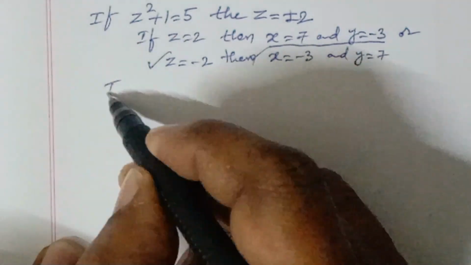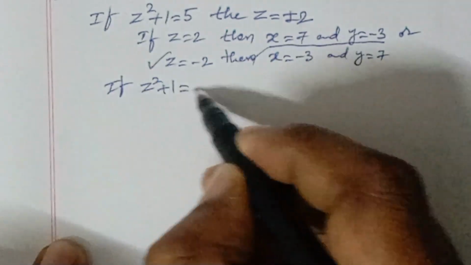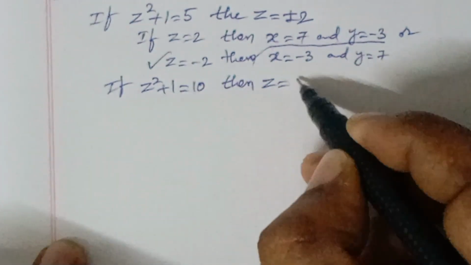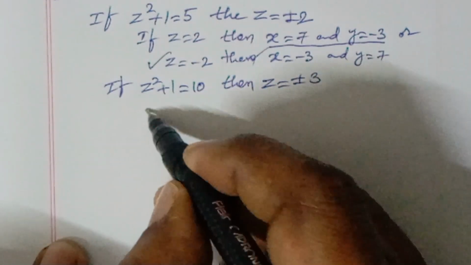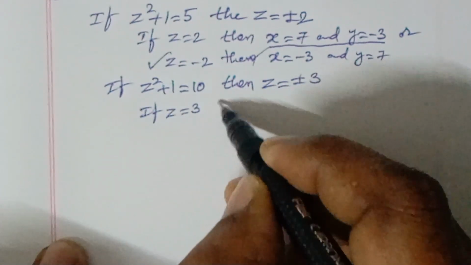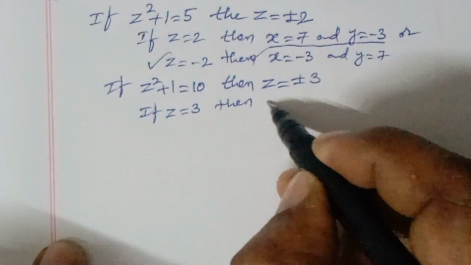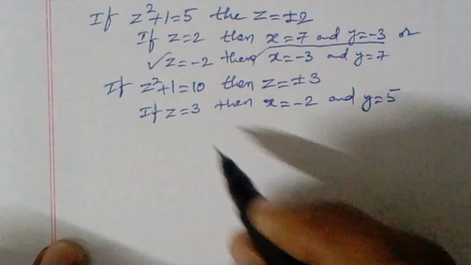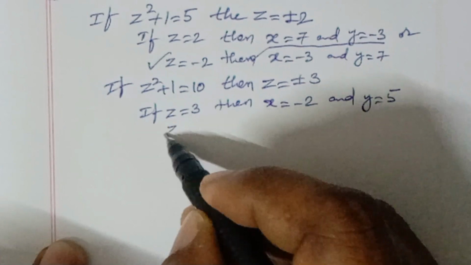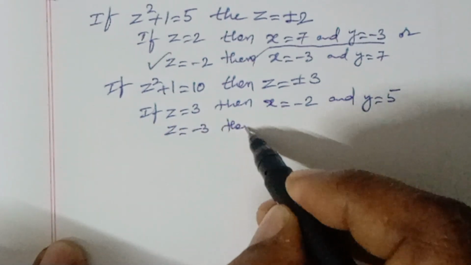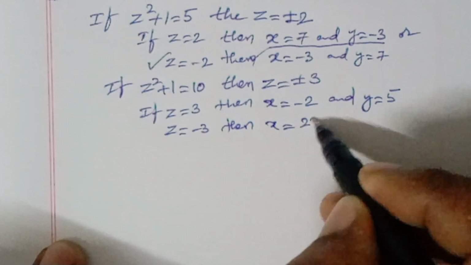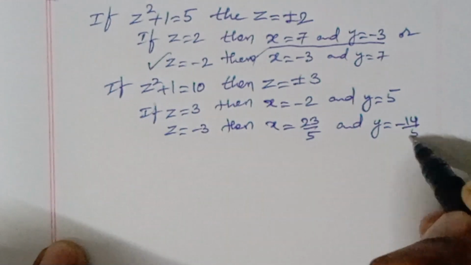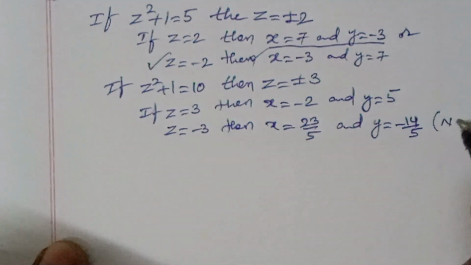Next, if z square plus 1 is equal to 10, then z is equal to plus or minus 3. If z is equal to 3, then x is equal to minus 2 and y is equal to 5. If z is equal to minus 3, then x is equal to 23/5 and y is equal to minus 14/5, which is not an integer.